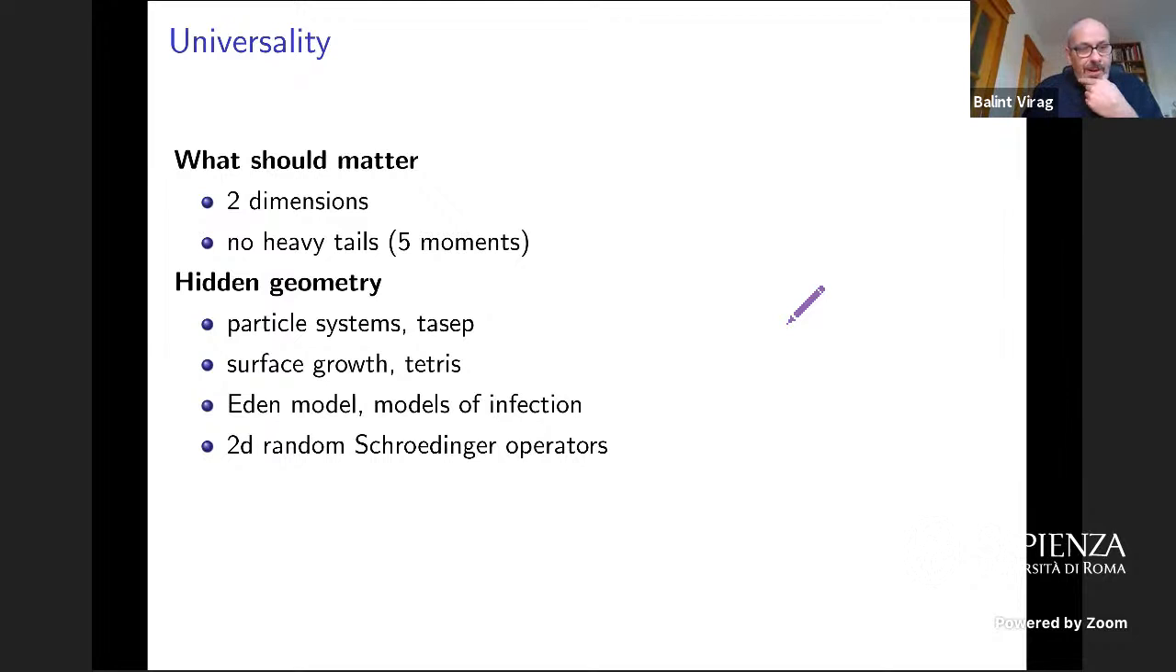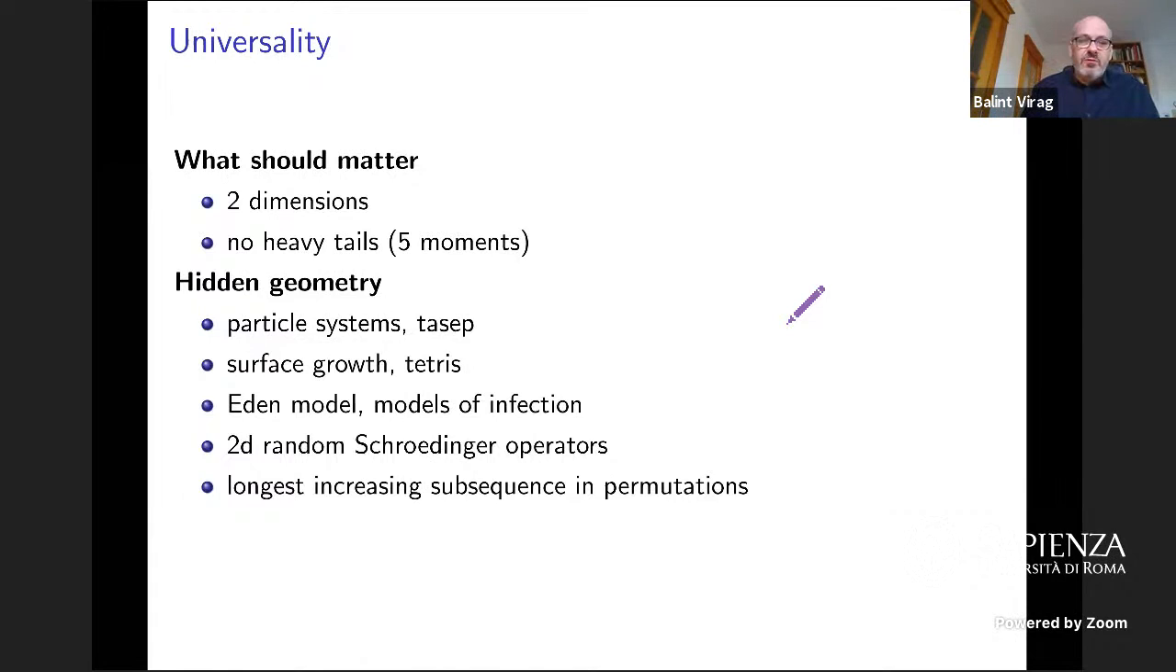Schrodinger operators in two dimensions, parabolic Anderson, you expect that to happen. You also have some quenched-like deviations in random walk in random environment in two dimensions, which should have this behavior. And the longest increasing subsequence, I'll talk about that as well. And finally, random matrices, it's kind of the most mysterious connection among all, because even though a whole lot is known about it, the picture I think is really incomplete.